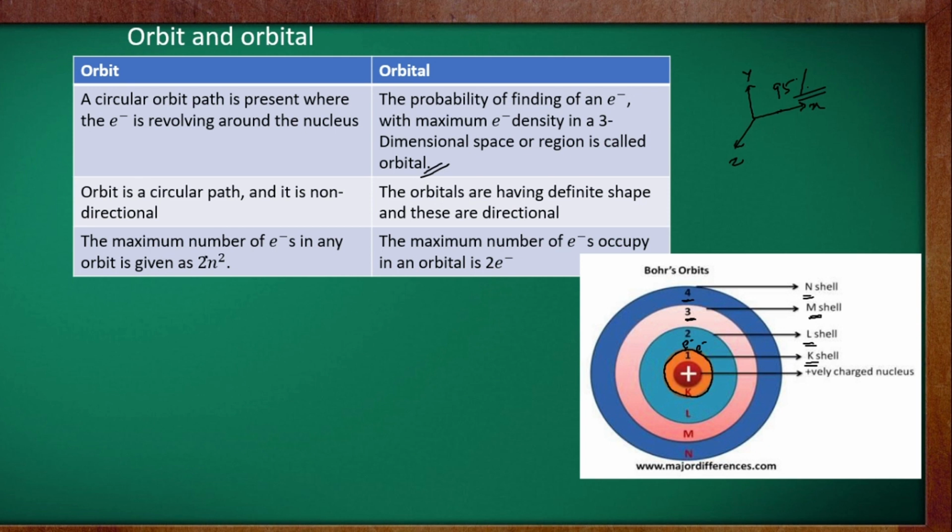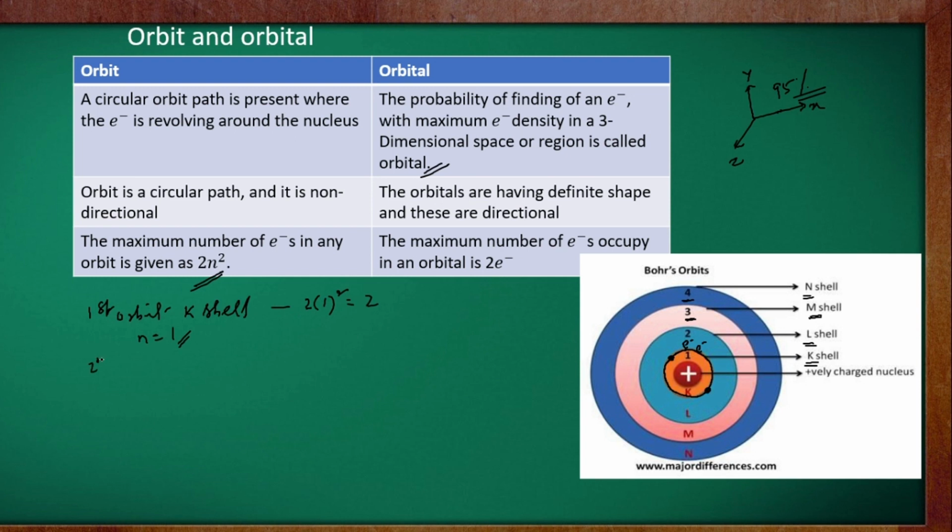The third point: the maximum number of electrons in any orbit is given by 2n squared. This is a very important concept, the calculation of the maximum number of electrons in a particular orbit. For example, students, take the first orbit, which we call the K shell. Here n is equal to 1, therefore 2 into 1 squared is equal to 2. So the first orbit has 2 electrons revolving around the nucleus.